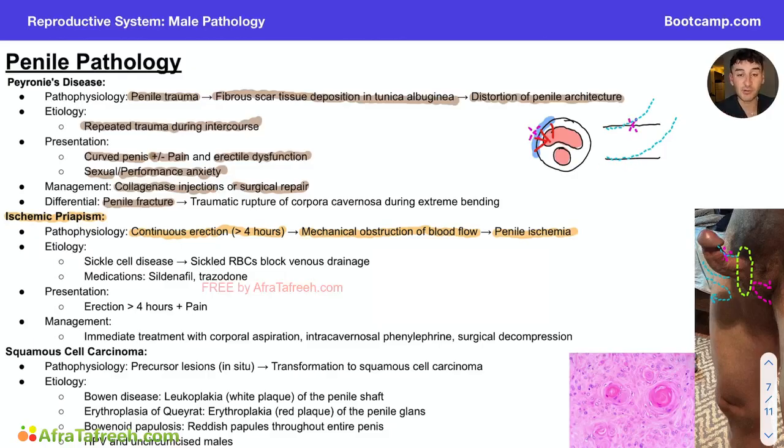Now, in terms of a classic vignette, there are going to be two ways that this may present on step one that I think are really high yield. The first one is going to be a patient with sickle cell disease. So essentially what happens here is patients with sickle cell disease, their sickled red blood cells can clog up the drainage system of the penis, and this leads to obstruction of venous outflow, and so they get a really clogged venous system. This erection persists and persists, and they cannot drain the penis because they're in sickle cell crisis. And so this is an important vignette to be able to recognize on test day.